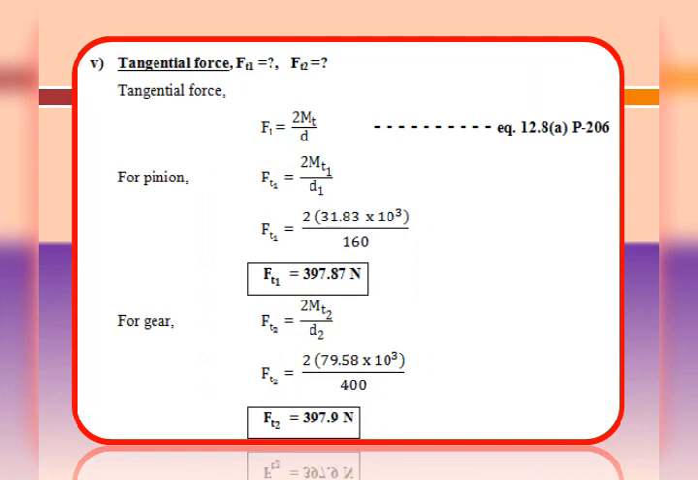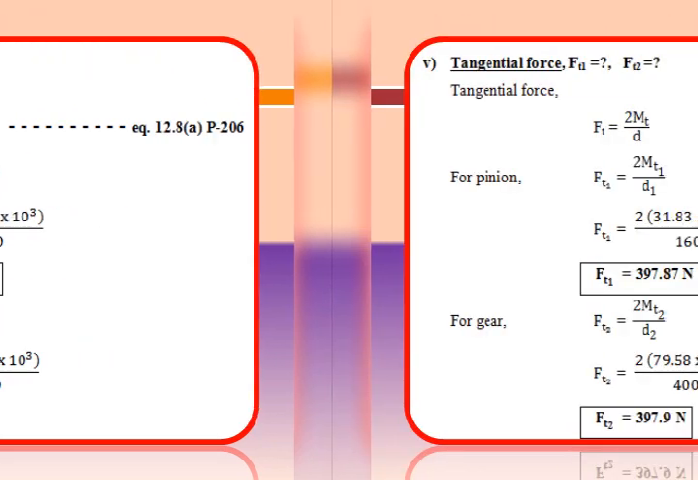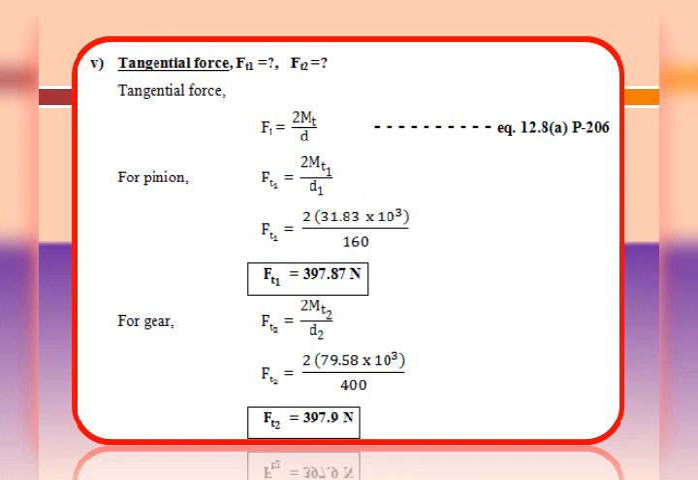Now we will evaluate the tangential force. Here we know that the tangential force is exerted by both pinion as well as gear, and generally its value is the same. We will check whether we get the same value or not. Using equation number 12.8a, page 206, here I am referring to the Balvi Reddy and Mahadevan design data handbook, edition 4, the tangential force Ft is equal to 2 Mt divided by d. We modify that for pinion and gear as Ft1 equal to 2 Mt1 divided by d1, and Ft2 equal to 2 Mt2 divided by d2.